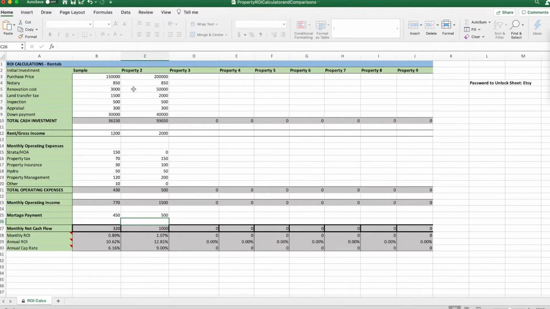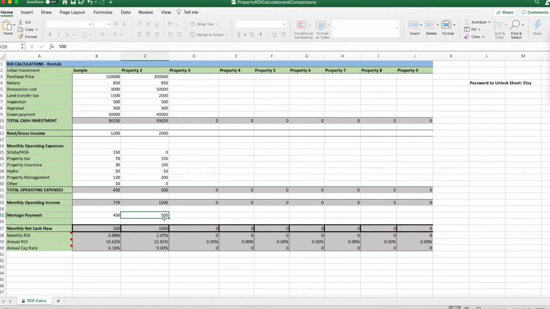So for this property, with these numbers I just made up, we get a monthly operating income of $1,500. This is before your mortgage payment. And then net cash flow after your mortgage payment is $1,000 a month. So this is actually how much cash you are taking in every month, but you're technically making more than that, because whenever you pay your mortgage, part of it goes to the principal, which just goes back into the equity of your home or investment.